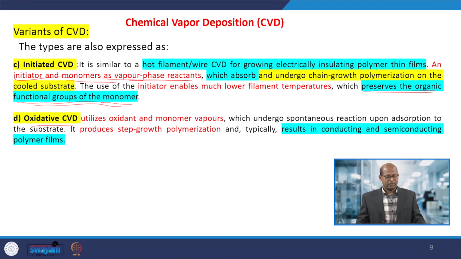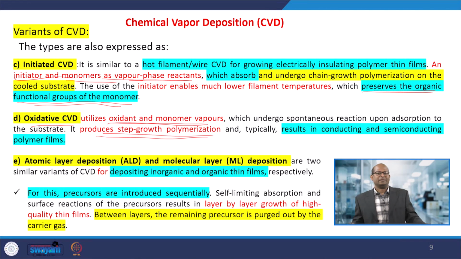In this case, oxidants and monomer vapors are utilized for this particular CVD process, and they undergo some spontaneous reactions upon adsorption over the surface of the substrates. Then a step growth polymerization process takes place, and as a result we can get film formations. That film may be a conducting or semiconducting polymer film deposited on this particular substrate. Okay. And then atomic layer deposition or molecular layer deposition, that is also another kind of CVD variant.